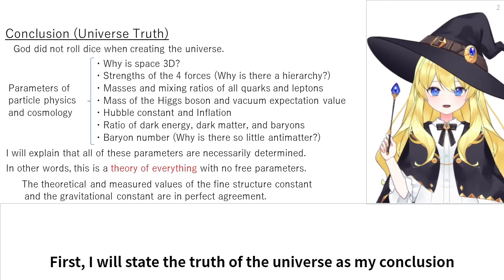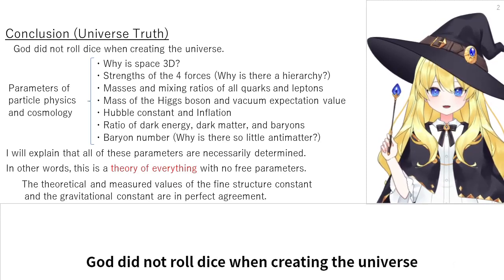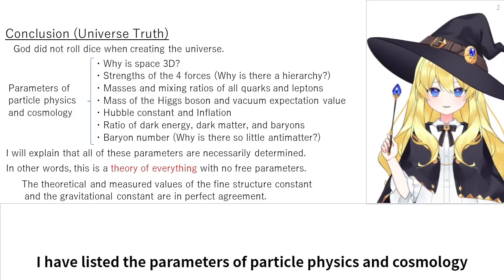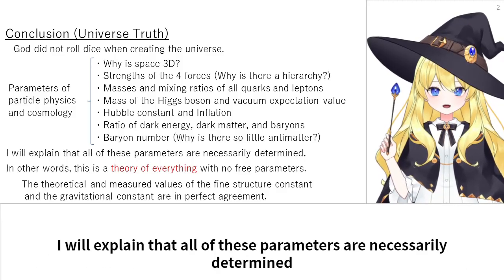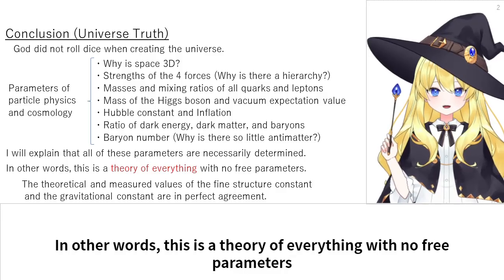First, I will state the truth of the universe as my conclusion. God did not roll dice when creating the universe. I have listed the parameters of particle physics and cosmology. I will explain that all of these parameters are necessarily determined. In other words, this is a theory of everything with no free parameters.